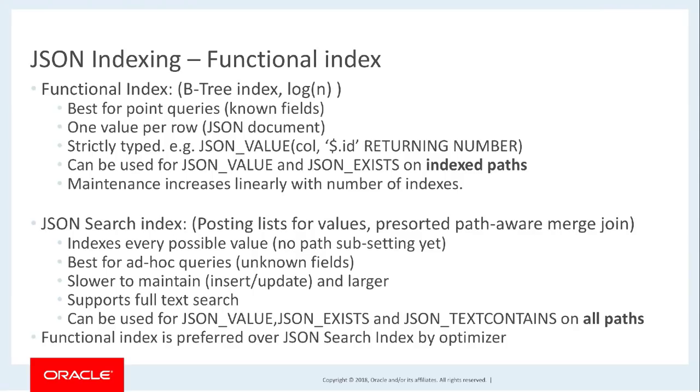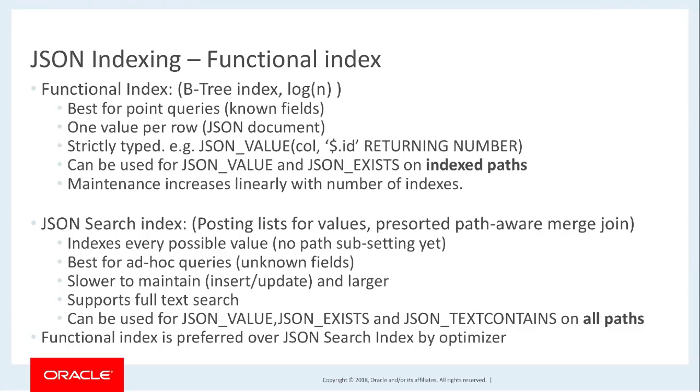And the optimizer prefers the functional index. So if you have both the functional index as well as the JSON search index, it will prefer the functional index because the logarithmic time to find a key is always faster than the JSON search index. So this is the concept question.